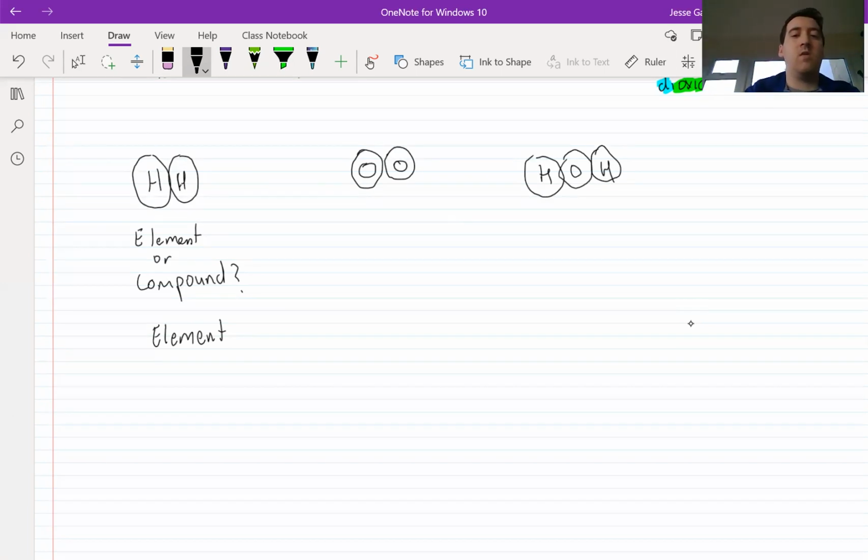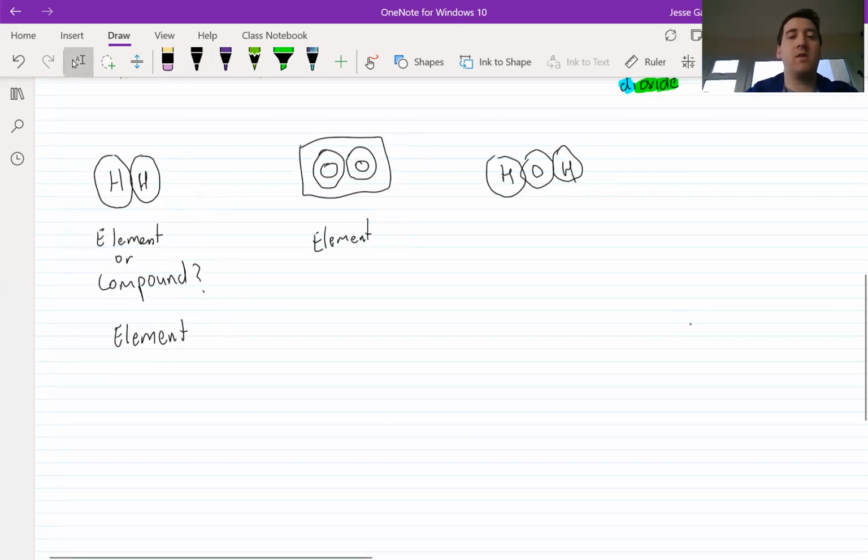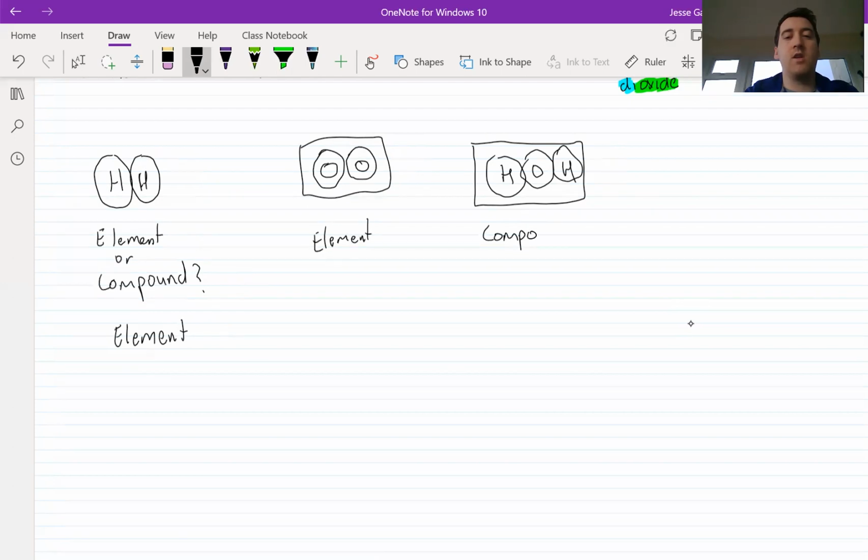Okay, so you should have drawn this here, two O's, and you should have been saying that this was an element because it's only got oxygen atoms. It's a molecule of oxygen. It's a molecule because it's got more than one atom chemically joined. This here is a molecule as well. It's three atoms joined together, but it is a compound because it's different elements that are attached to each other.